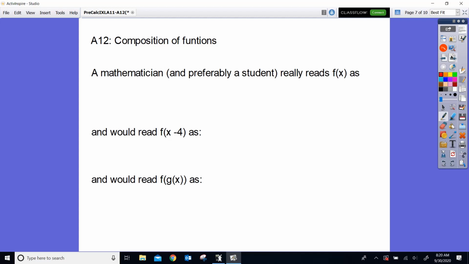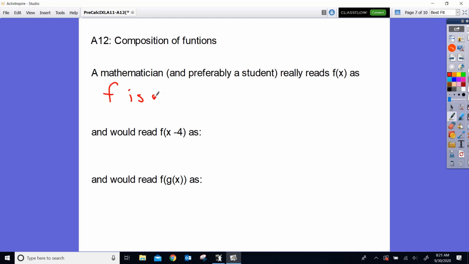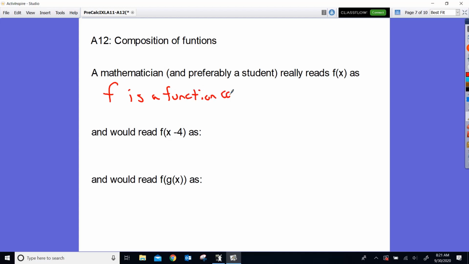Now, here's how you're supposed to read this stuff in your head. A mathematician, hopefully a student, would read f of x as f is a function composed of x's. Like if I say f of x equals 3x squared plus 4, is that not composed of x's? Is it not made up from x's? We're referring to the stuff in the parentheses as a variable. How would you read f of x minus 4? F is a function made of what? x minus 4s.